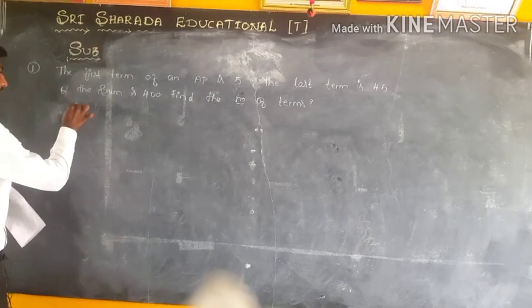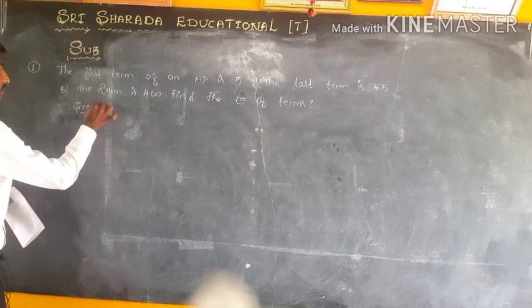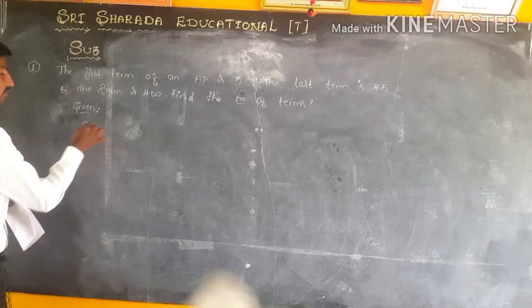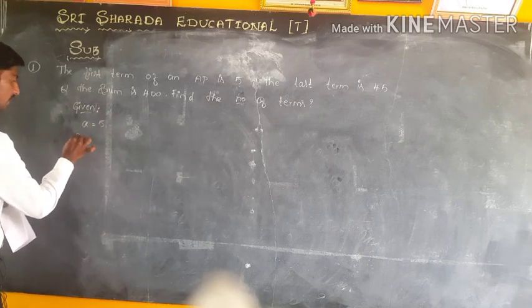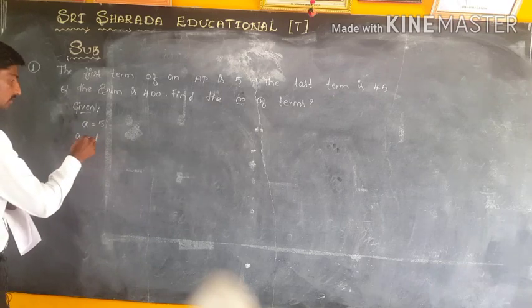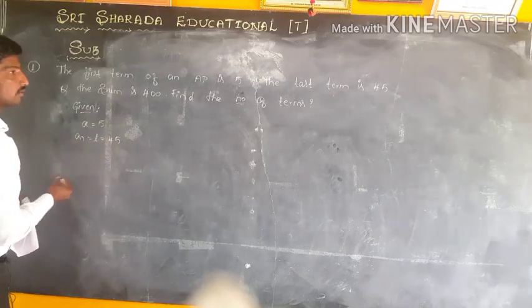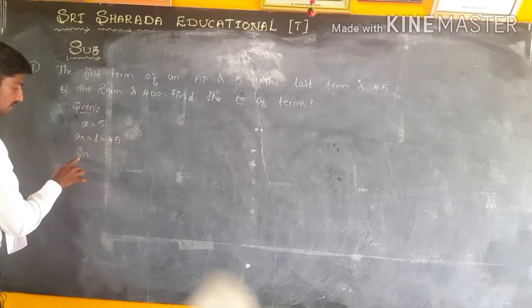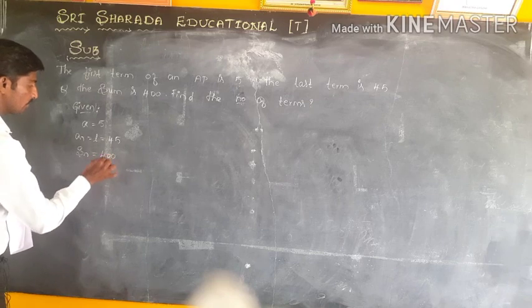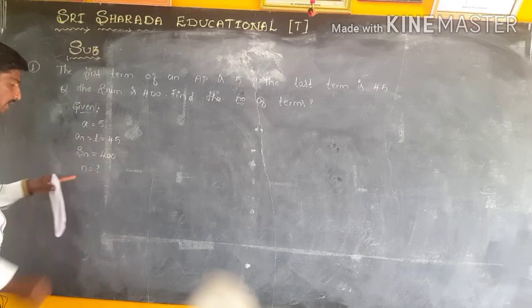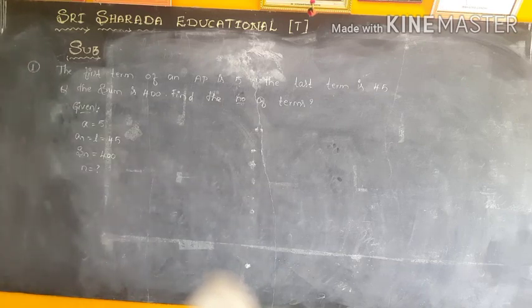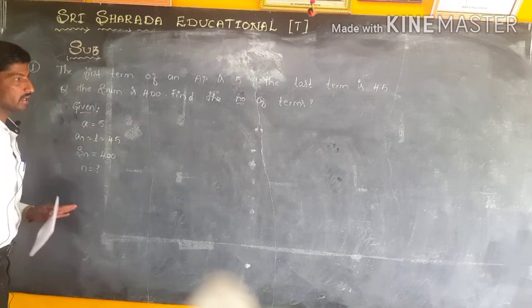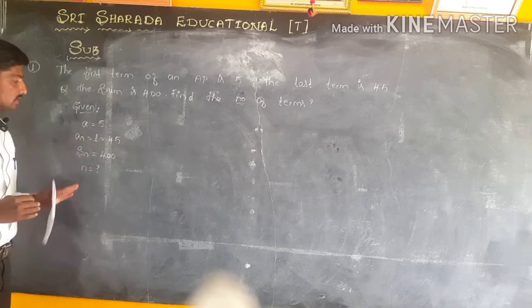Let us write down the given data, whatever he represented. First term means A value, how much it is, 5, and last term means we can call it as An or we can call it as L is equal to 45, and sum means Sn value they gave, how much it is, 400. What they need to find: number of terms, means n is question mark.